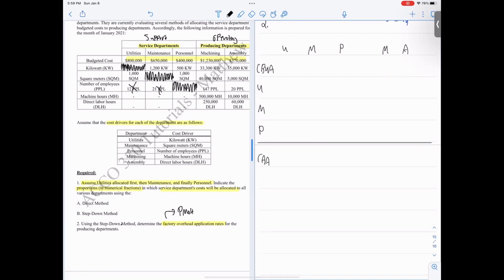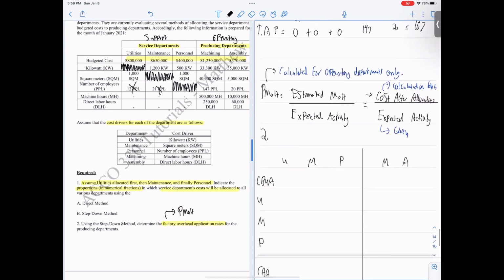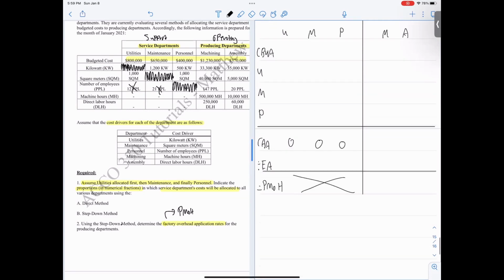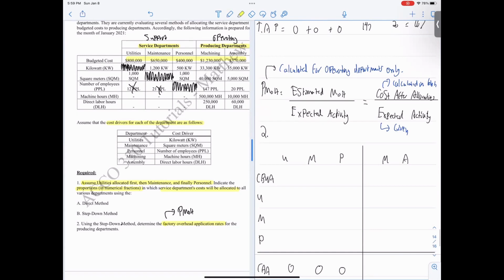Okay, now guys, look how simple this is. I'm going to show you. You take your cost after allocation, guys, and look how simple I made this. You divide by your expected activity. Divide by EA, that stands for expected activity. And that gives you your PMOH. That's simple, guys. I mean, you could put it on this side, guys, but you're not calculating the overhead rate for the support departments. It's operating only, okay?